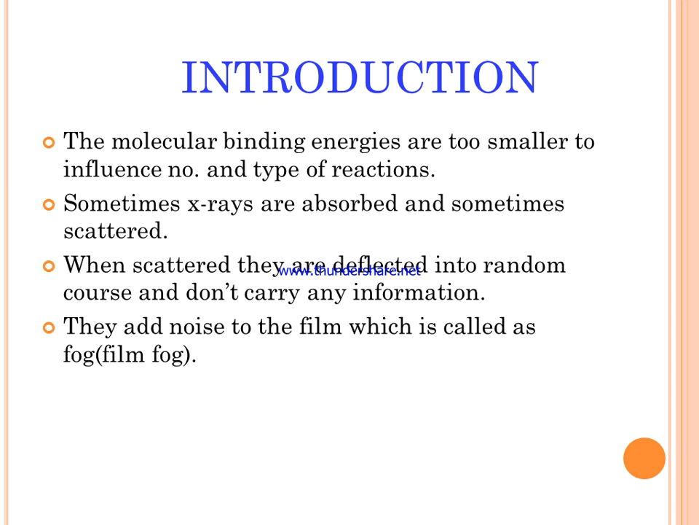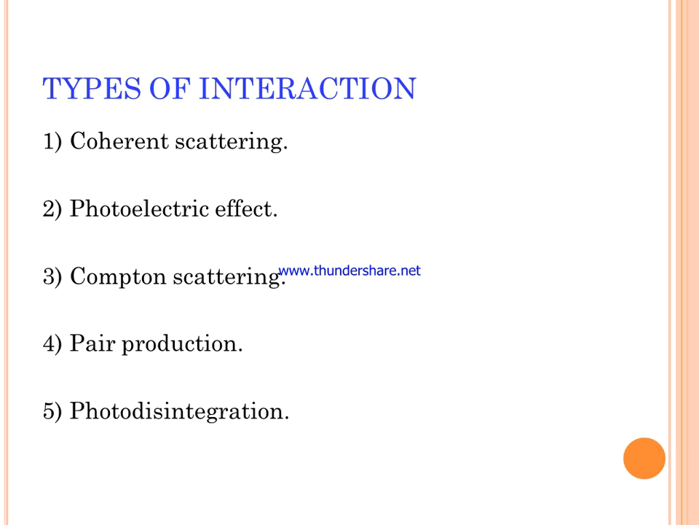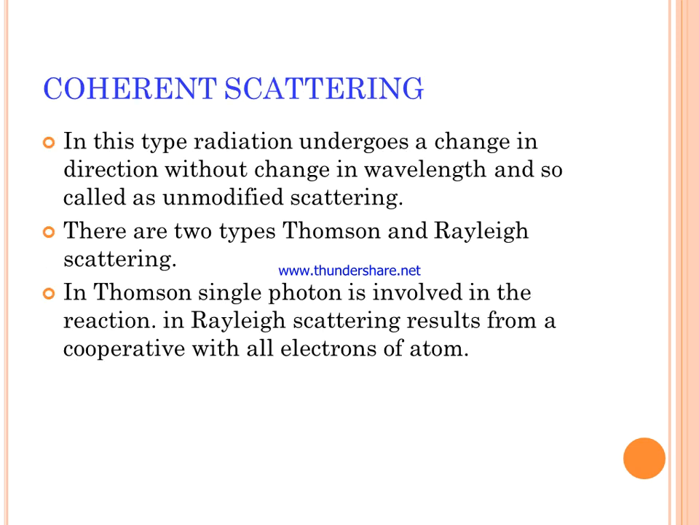Sometimes X-rays are absorbed and sometimes they are scattered. When scattered, they are deflected into random courses and don't carry any information. They add noise to the film, which is called film fog. Types of interaction: coherent scattering, photoelectric effect, Compton scattering, pair production, and photodisintegration.